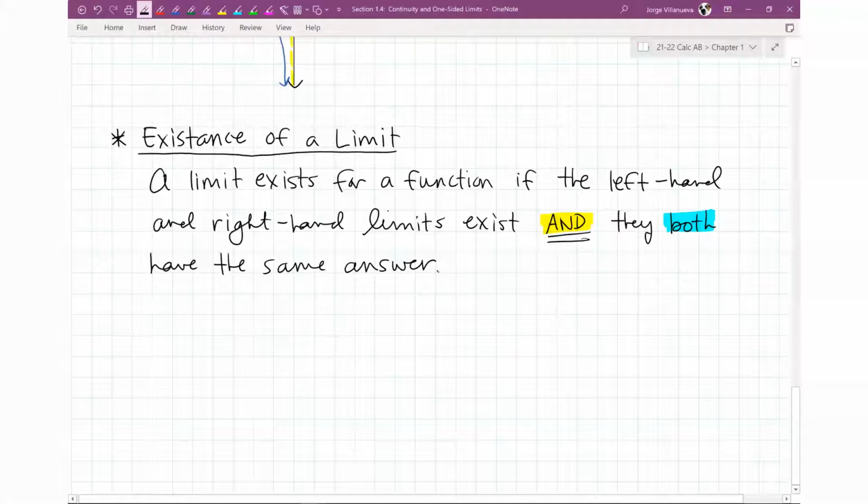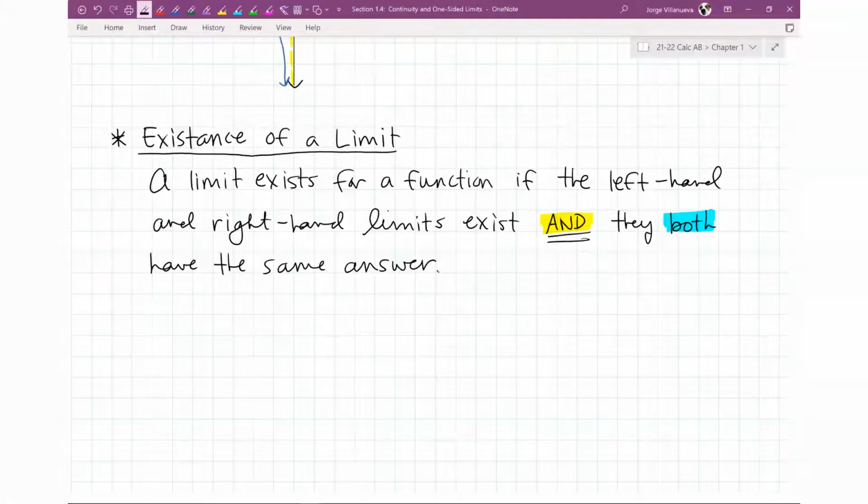Okay? Now there is notation for left hand and right hand, or left side, right side. The reason we call them left hand and right hand is that you're supposed to use your left hand and your right hand to trace a graph and then see if they crash. So they call them left and right hand limits, okay?